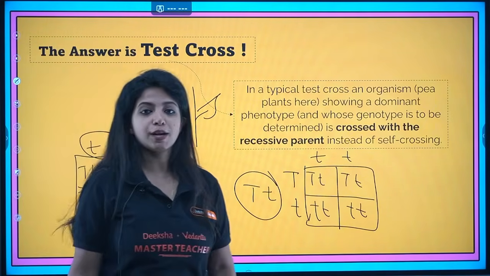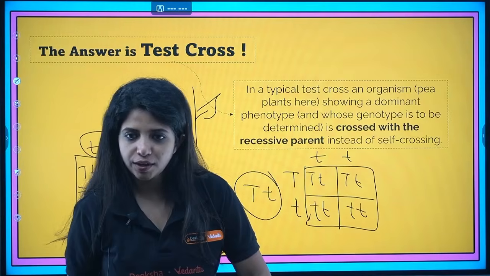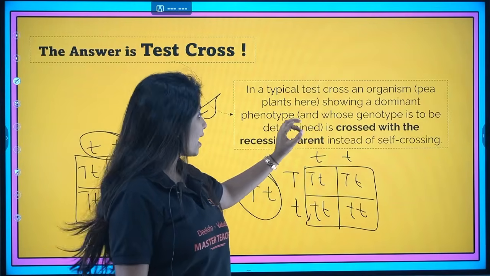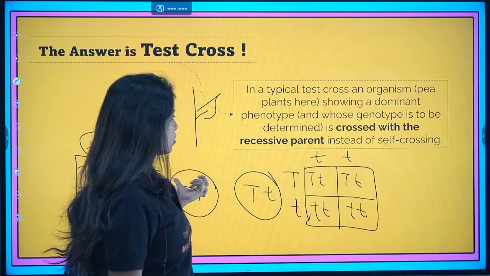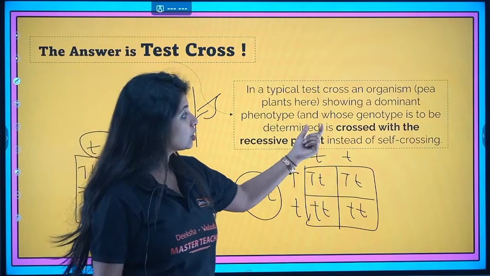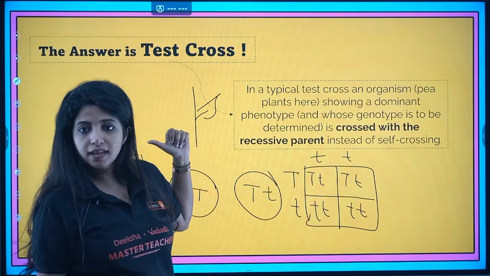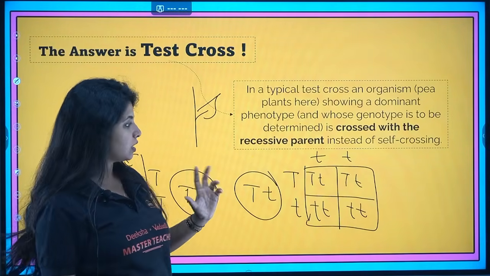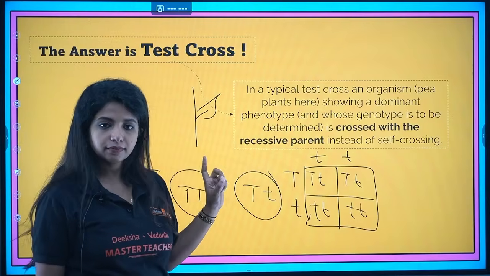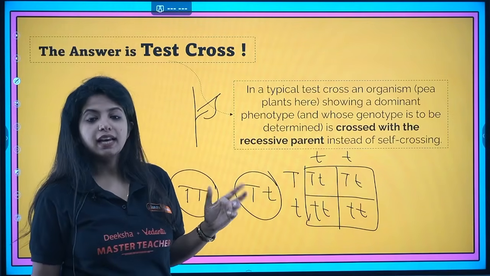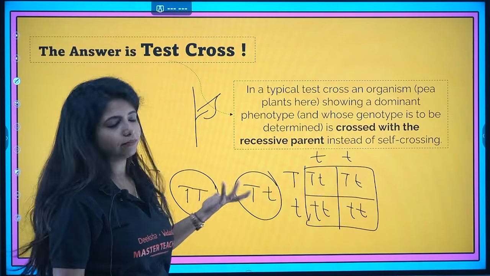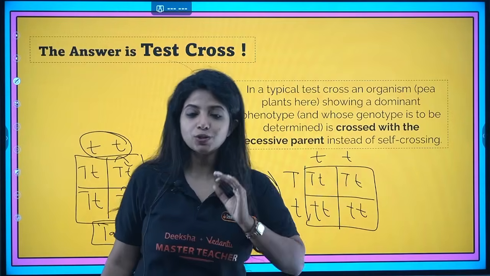This is known as a test cross. So in a typical test cross, an organism showing a dominant phenotype, that is tallness here, is crossed with the recessive parent instead of self-crossing. So instead of doing self-crossing, you do this. You get it? Because here my dear children, that's all. I don't want to complicate this. This is known as test cross.